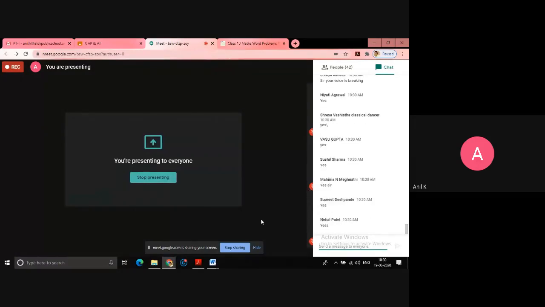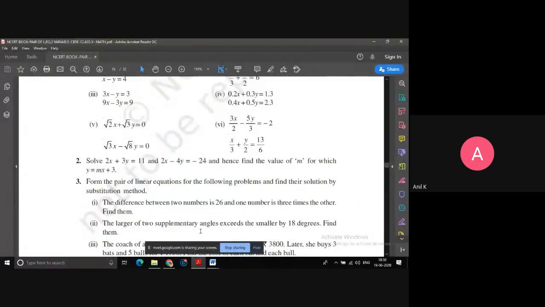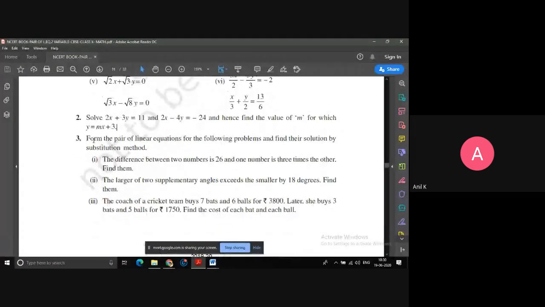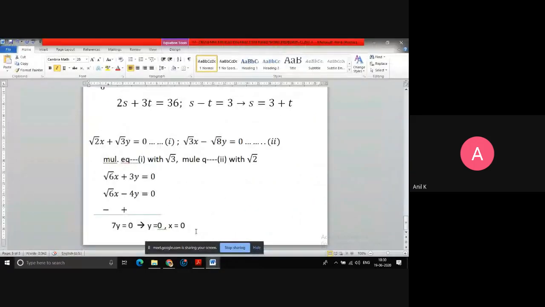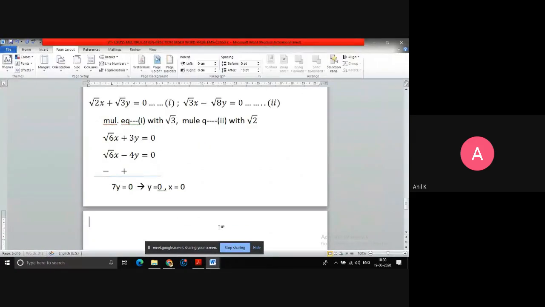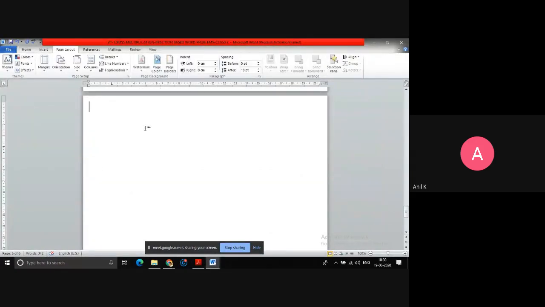Okay. Now, question number 3, form the pair of linear equations for the given following problem and find the solution by substitution method. So here also the method is specified, so you have to use that particular method only. Now, what is the question? The difference of two numbers is 26 and one number is thrice the other number. Okay, remember these conditions what are given.